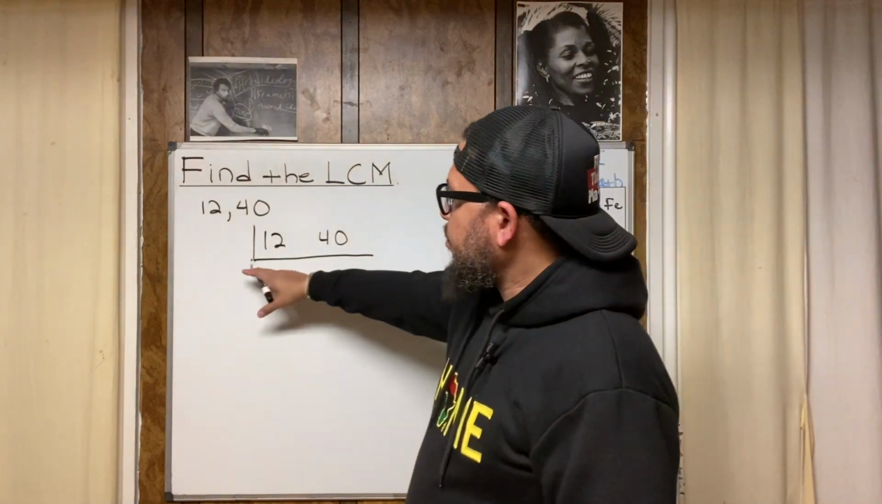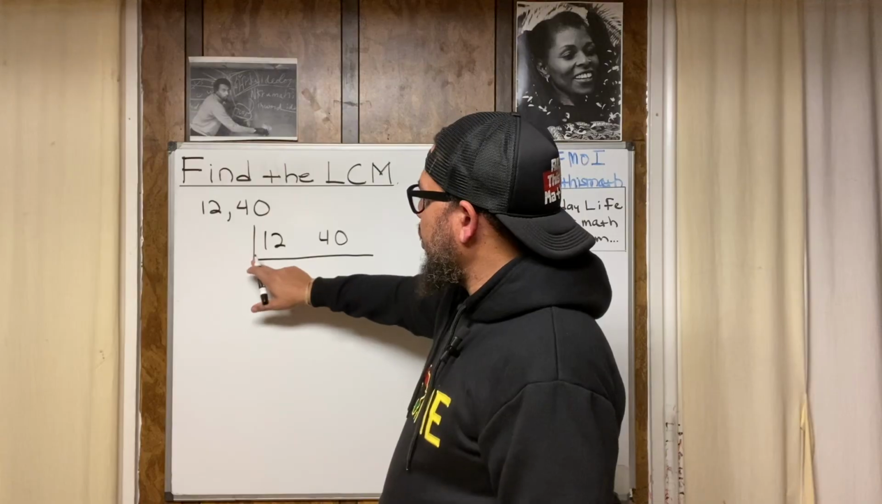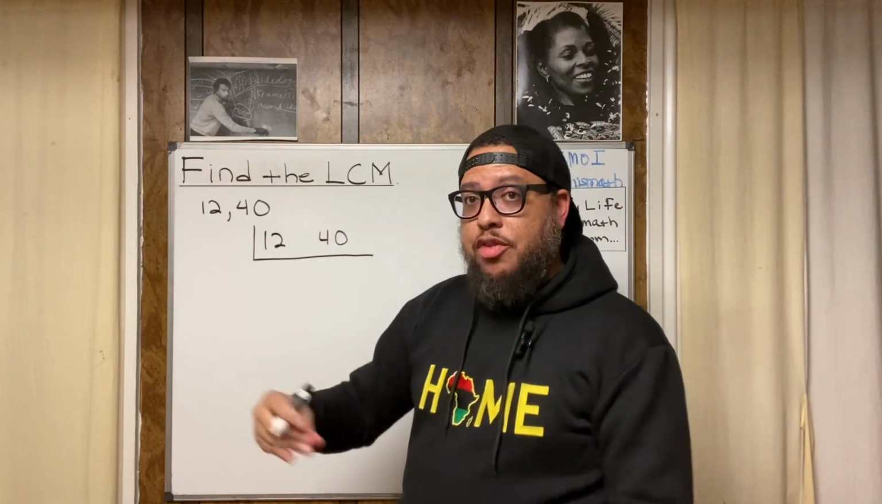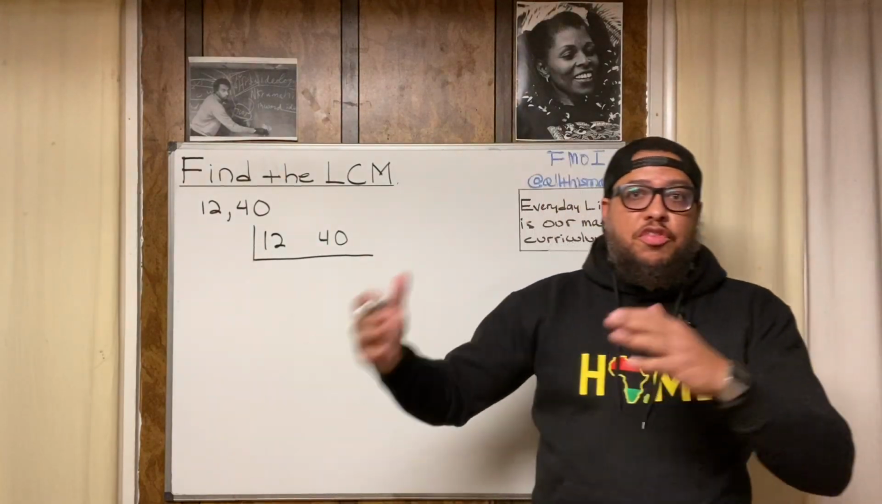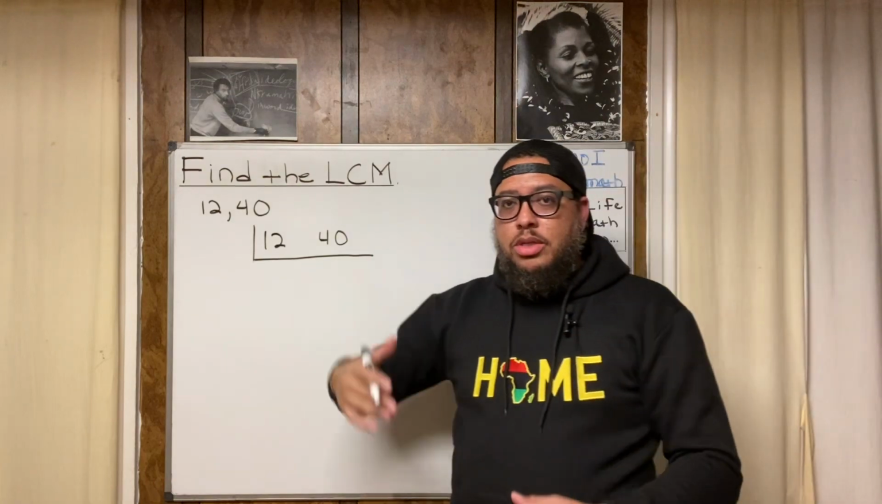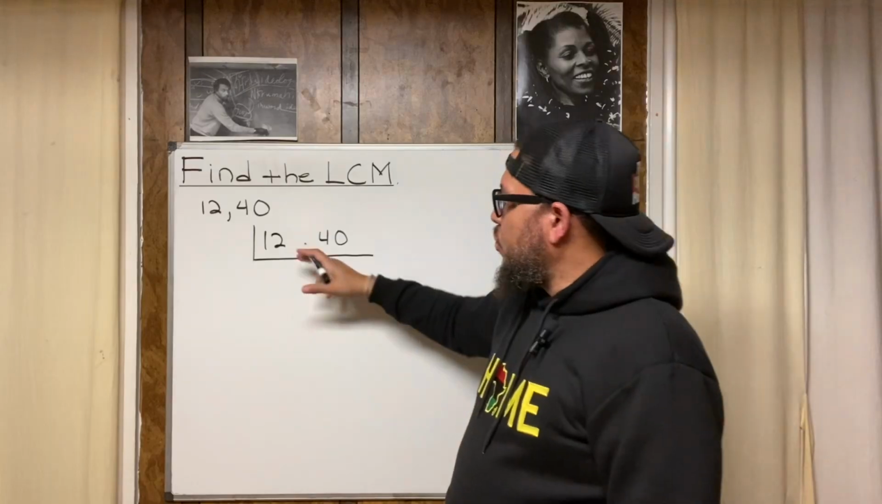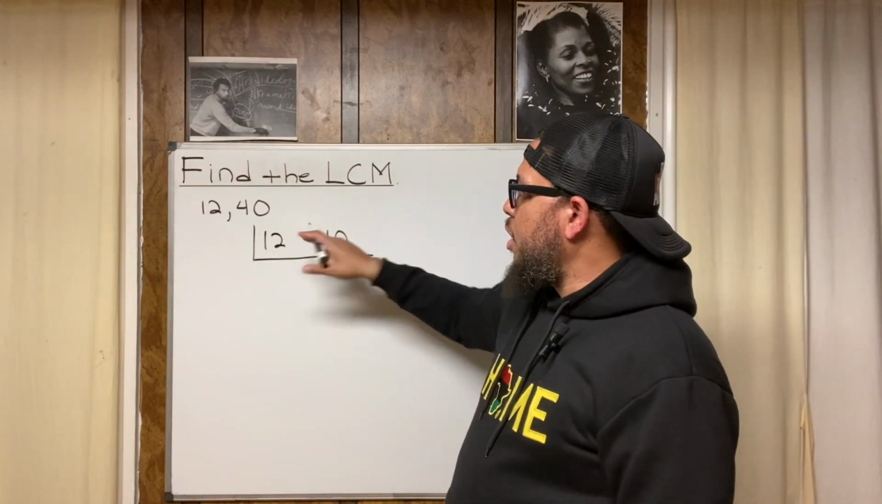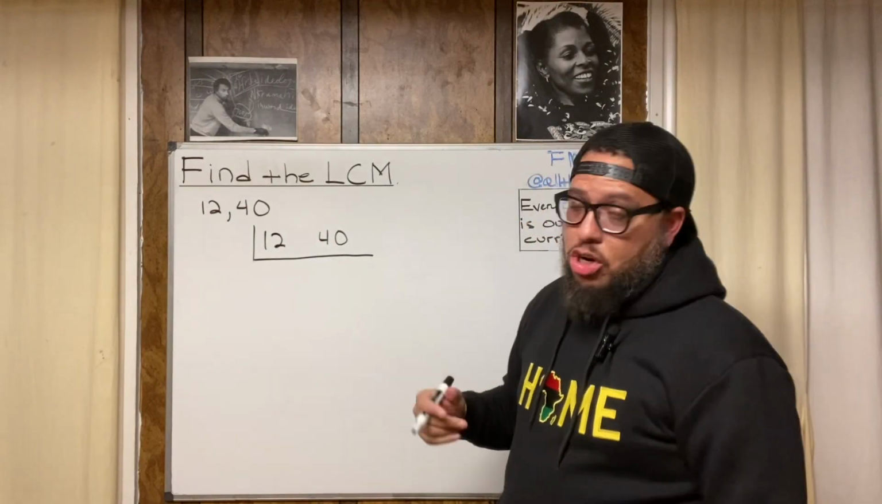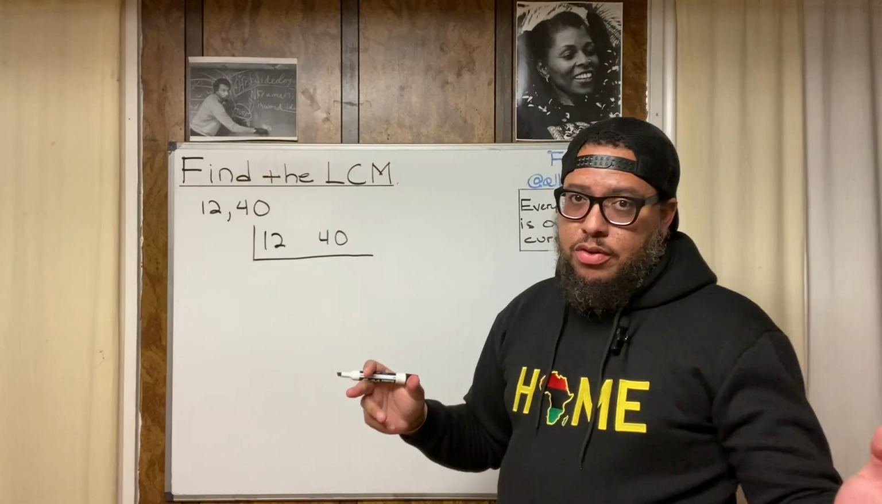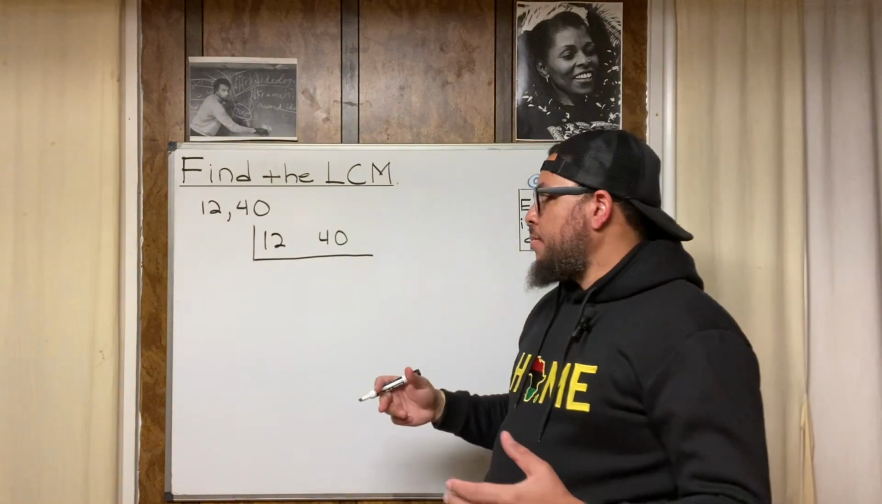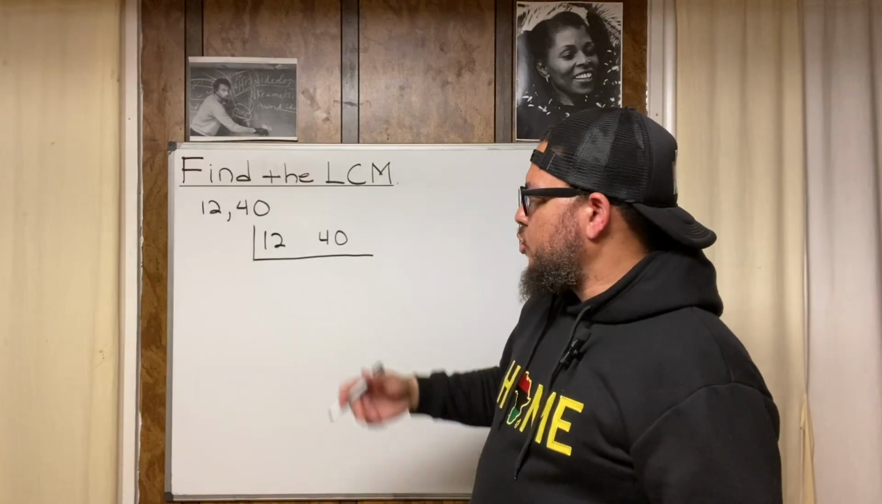But at any rate, with this method, we're going to look for factors. Now, we're trying to find the multiple, but we're going to look for factors and use those as a tool so that we end up with the least common multiple. So we ask ourselves, what is a common factor of 12 and 40? It doesn't have to be the greatest common factor or the GCF, which you probably heard of before. It could just be any factor of 12 and 40.